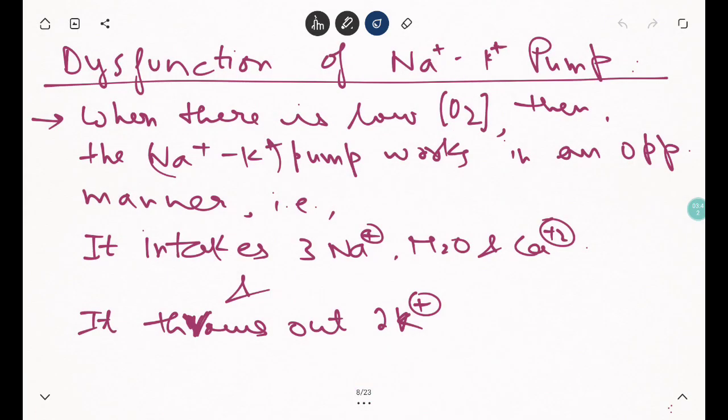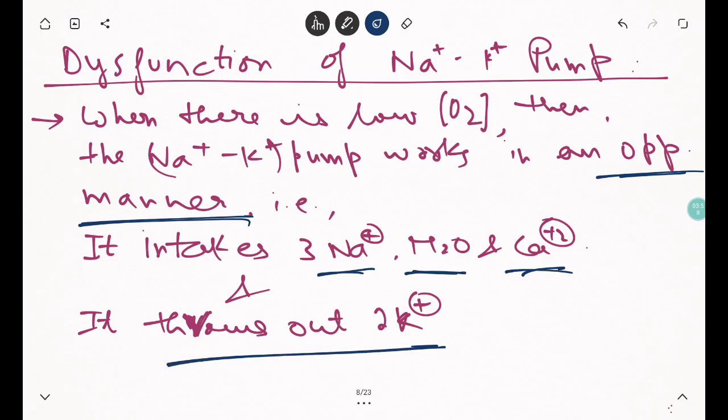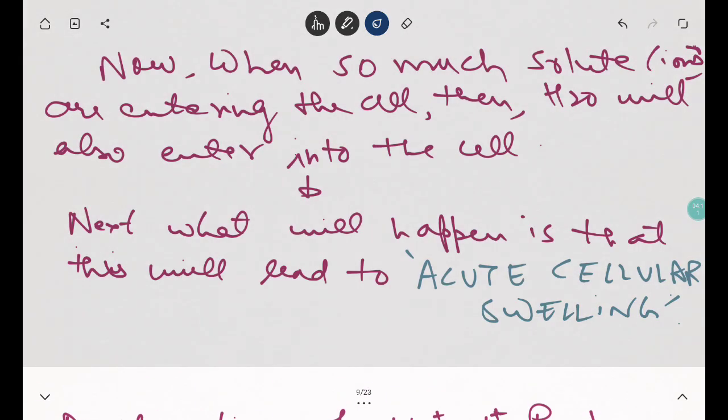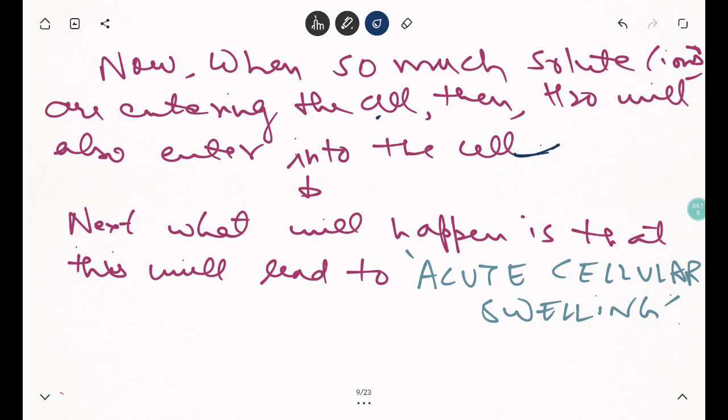But when there is low oxygen concentration, the sodium potassium pump works in an opposite manner. How? It takes in 3 sodium, calcium and water, and throws out 2 potassium. In normal condition it takes in 2 potassium, but in this abnormal, ischemic or hypoxic condition, it throws out 2 potassium. Now when so much solute, that is ions, is entering the cell, water will also enter into the cell due to osmosis.